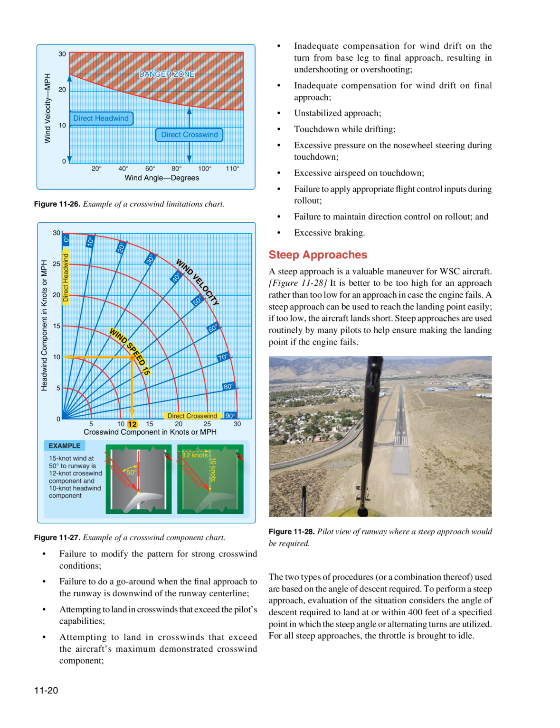The two types of procedures, or a combination thereof, used are based on the angle of descent required. To perform a steep approach, evaluation of the situation considers the angle of descent required to land at or within 400 feet of a specified point in which the steep angle or alternating turns are utilized. For all steep approaches, the throttle is brought to idle.